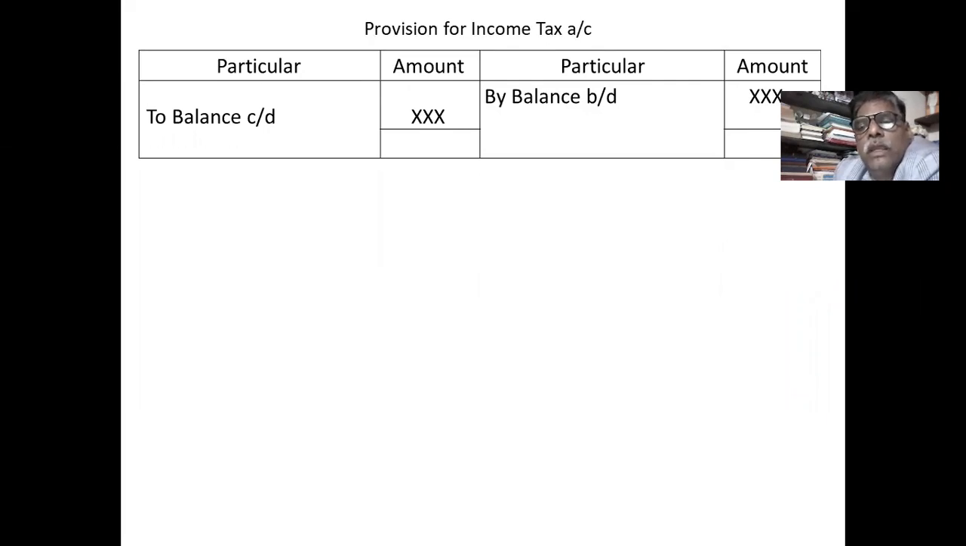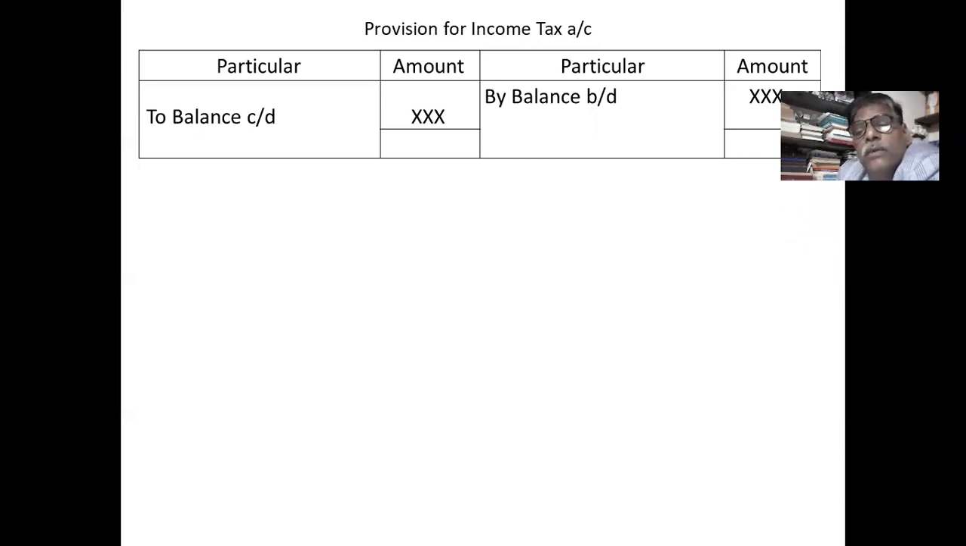And see the adjustment. In the adjustment, any one item they will give. Current year provision for income tax, they will give you. Otherwise, they will give you tax paid during the year, current year tax paid. Provision or tax paid, any one item they will give you in the adjustment. Okay. When provision for tax is given, you write as by P&L account. Okay.